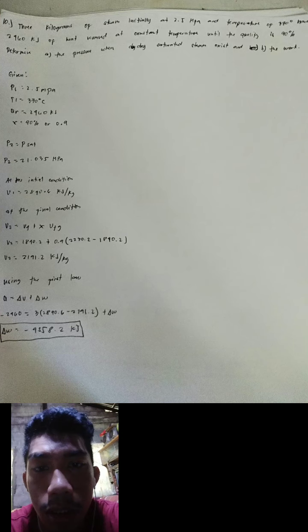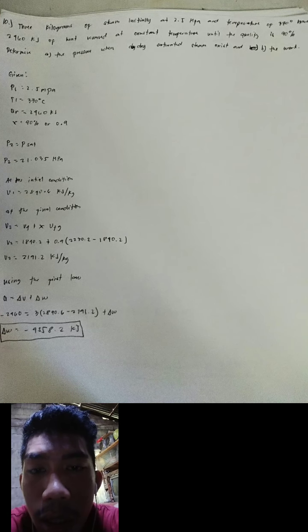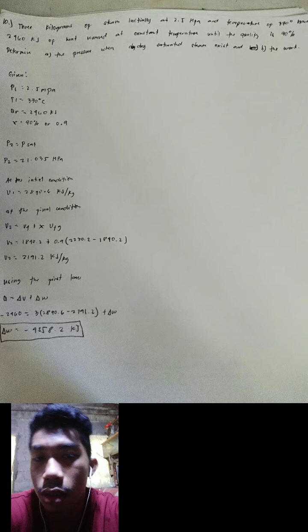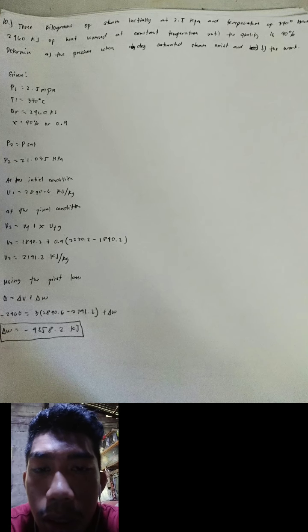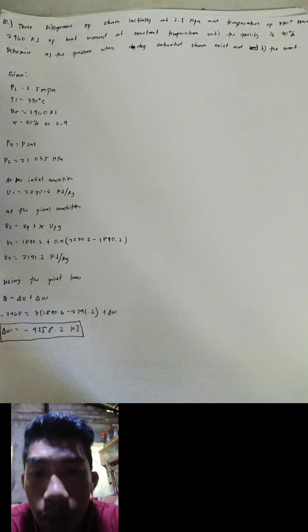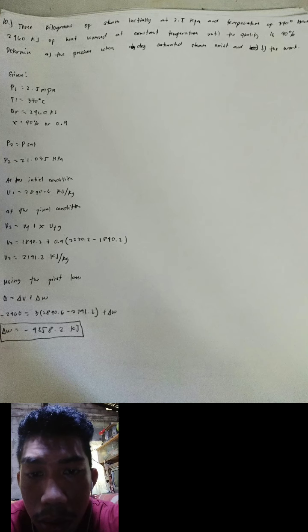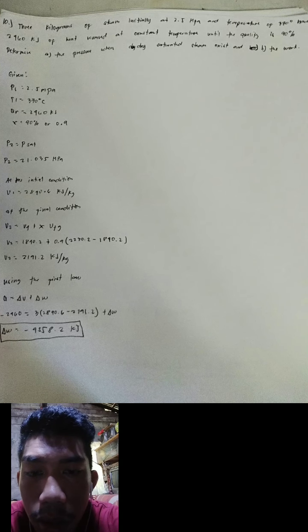The given in this problem is P1 is equal to 2.5 MPa, T1 is equal to 370 degrees Celsius, QR is equal to 2,460 kilojoules, and the X is 90% or 0.9. As the temperature is constant, and finally it comes under the wet condition, P2 is equal to P saturated. From the steam table, P2 is equal to 21.035 MPa. At the initial condition, V1 is equal to 2,890.6 kilojoules per kilogram, and the final condition, V2, is equal to Vf plus X Vfg.